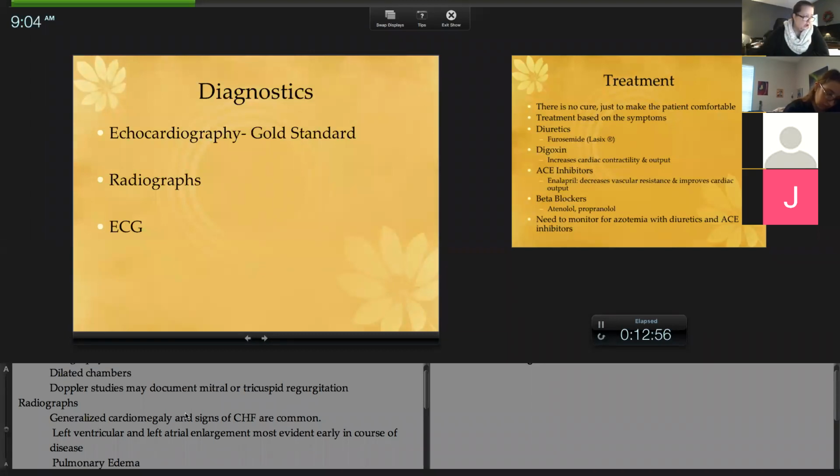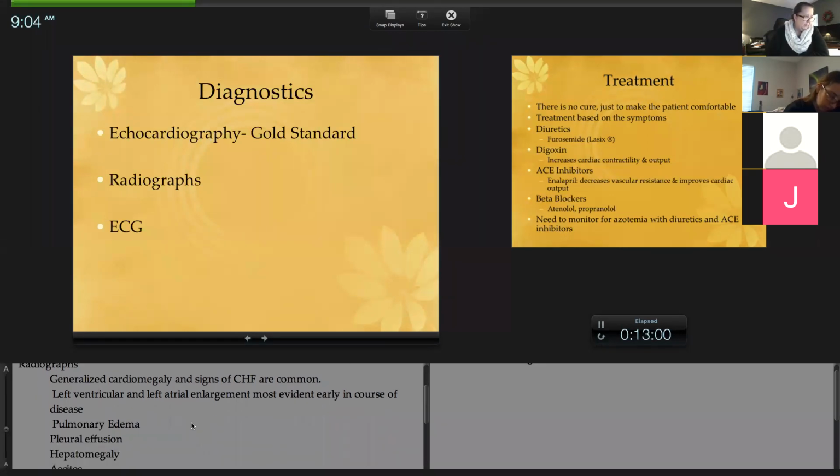Now, the other thing that I should mention, a radiograph is going to tell you a few things. Obviously, it's looking for enlarged heart. It's also going to pick up effusions, like if there's pleural effusion or pulmonary edema. You can see that on an X-ray. So it can confirm pulmonary edema, pleural effusion, heart size.